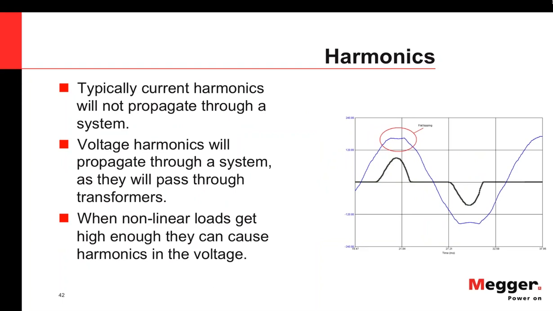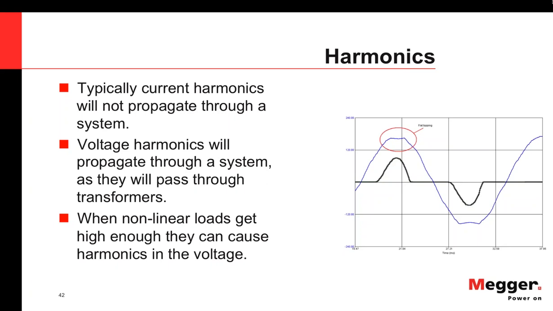Now, typically, if we see current harmonics but not voltage harmonics, these current harmonics won't propagate through a transformer, they won't propagate through the system. However, when current harmonics get large enough, they will start affecting the voltage. In this image here, what you're seeing is that as that current harmonic goes up, we're seeing what's called flat topping, or a third harmonic on the waveform.